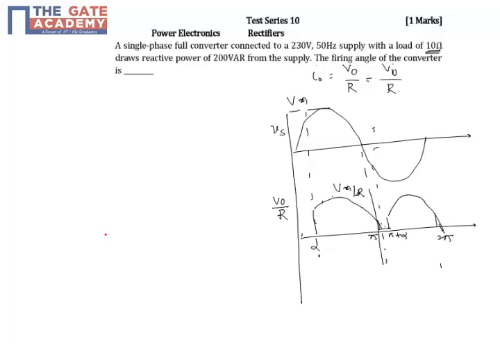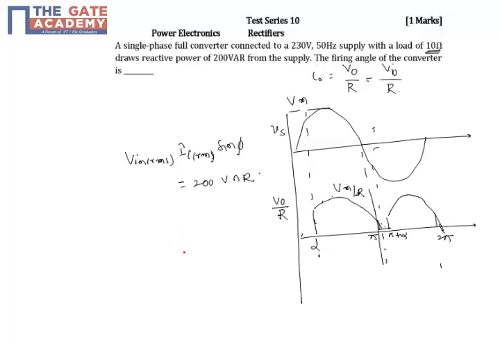Now the reactive power drawn from the supply is nothing but the input voltage RMS into input current RMS into sin phi, which is equal to 200 watt, where cos phi is the power factor. Since it is a reactive power, we have to multiply with sin phi. Of course, in a full converter, phi equals alpha. Now first of all, I have to find out the Fourier series of the output current.